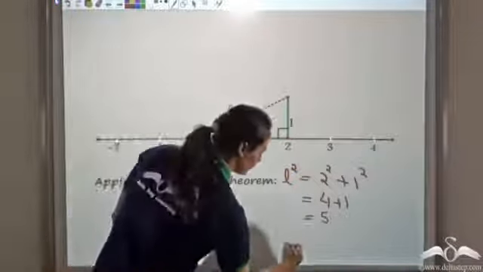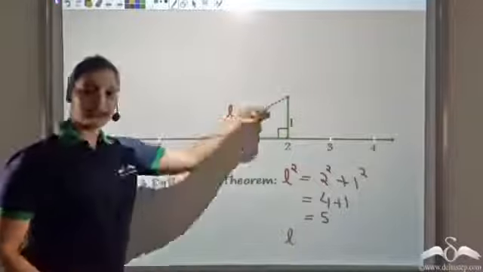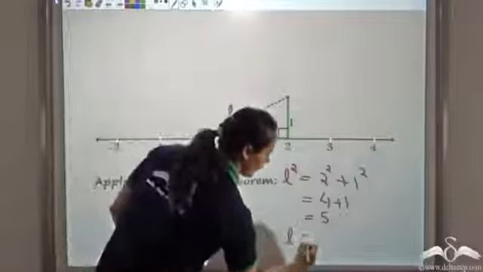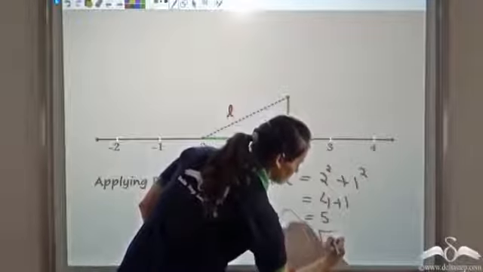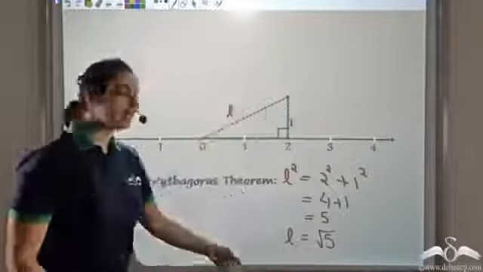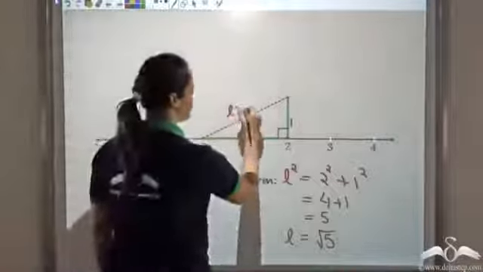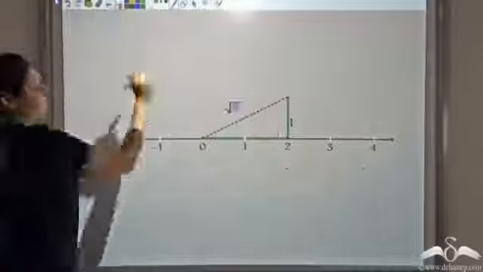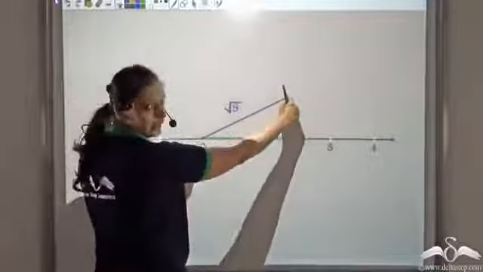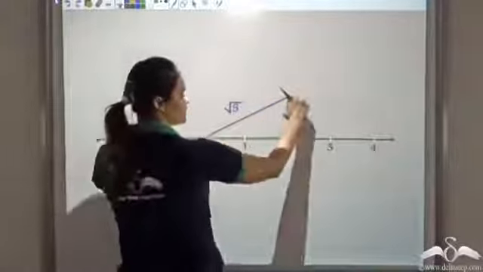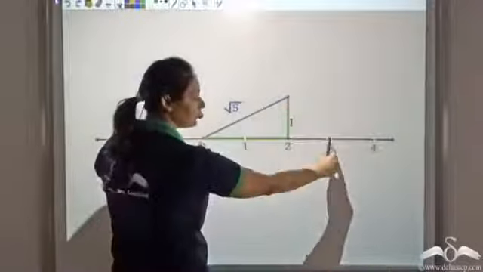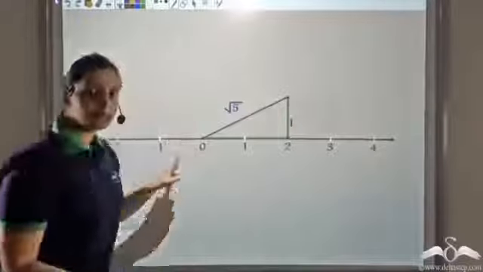What would L be? Since L is the length, I'll take the positive square root. Length cannot be negative. So L would be positive square root 5. So I get L as under root 5. So this length is root 5. That is the distance of this point from 0 is root 5. Now I need to find this point on the number line. Where would it lie on the number line?